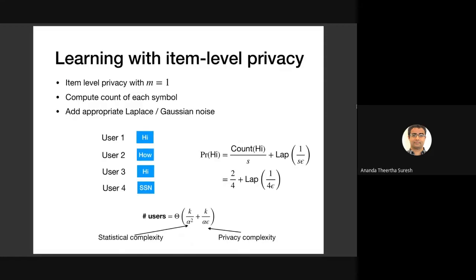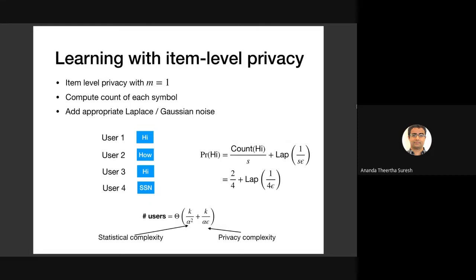Let's start with item level privacy, the simple case when every user has 1 sample each. A typical algorithm looks as follows. You first compute the count of each symbol, and then you normalize it to get a probability. And then you add some appropriate Laplace or Gaussian noise to ensure differential privacy.